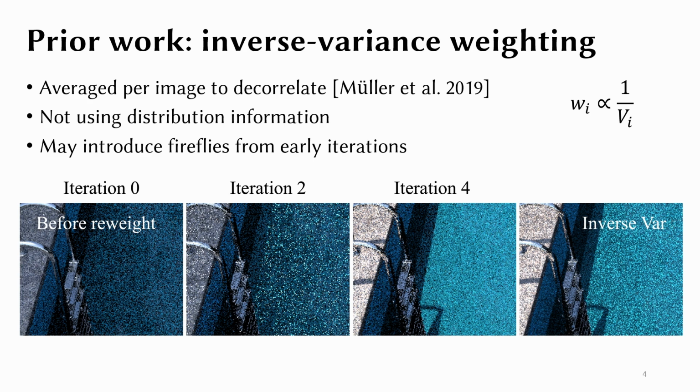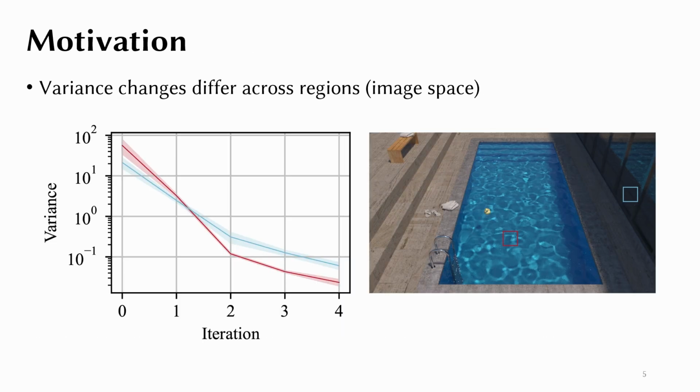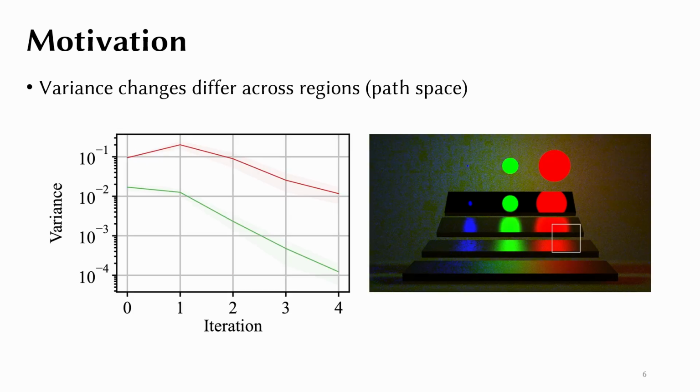More specifically, we observe the variance changing tendency differs across different regions in both the image space and the path space. In this first example, you can see the tendency of these two different image blocks are a bit different. And in the second example, the contributions of these two different light sources, red and green, are also very different. This motivates us to consider the sampling quality at the path level.